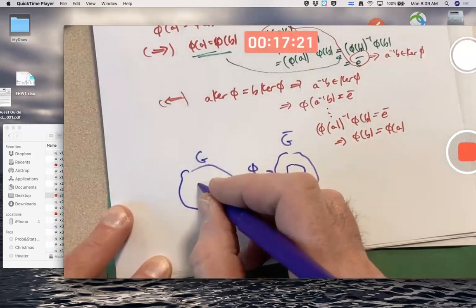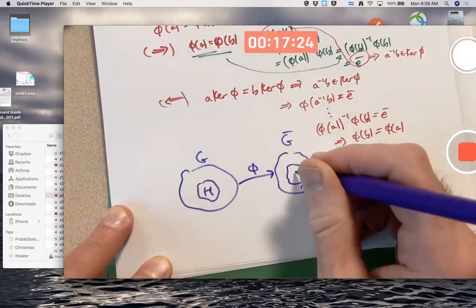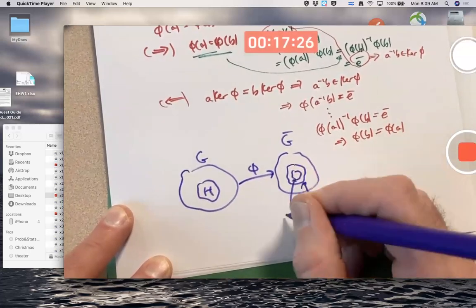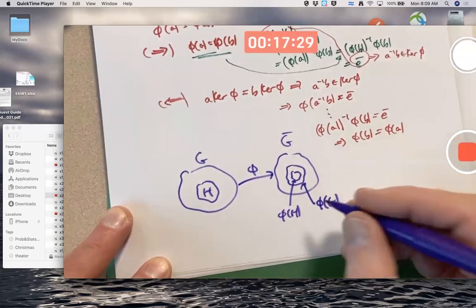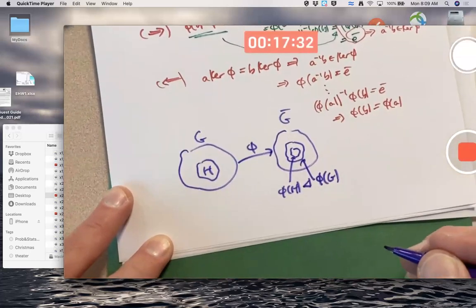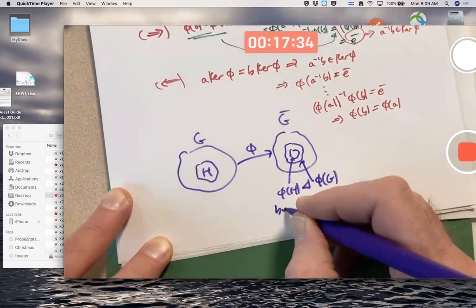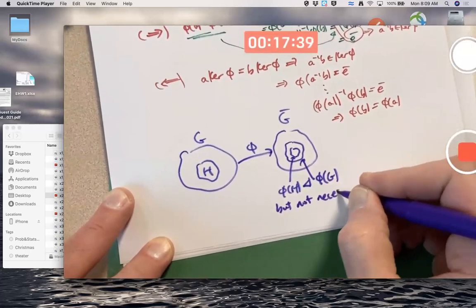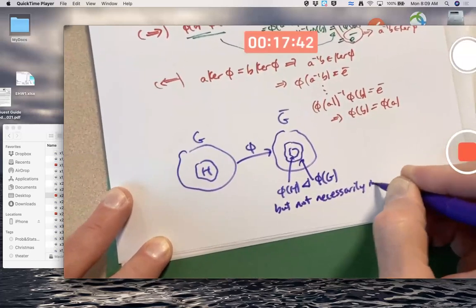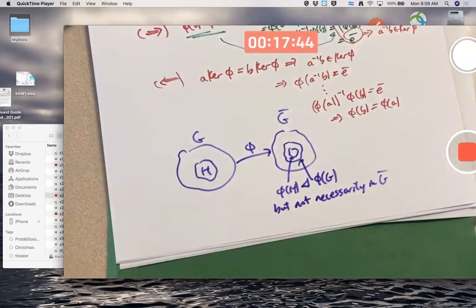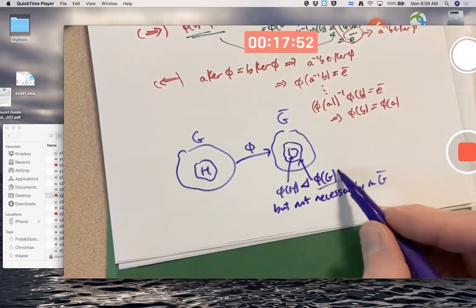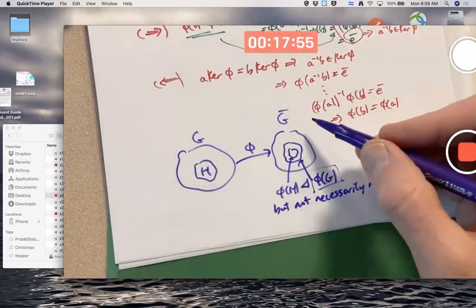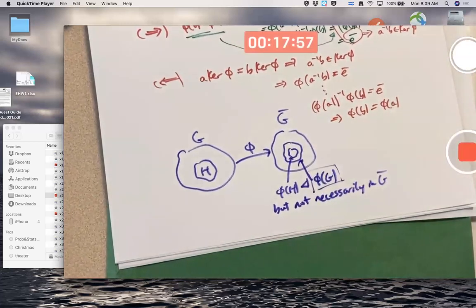And then you've got a normal subgroup H in G. It's going to get mapped to something smaller yet, phi of H. Phi of H will be normal in phi of G, but not necessarily normal in the bigger group, not necessarily in G bar. I haven't mentioned that. Normality of a subgroup is always with respect to one particular bigger group that it's a subgroup of. It's normal in this, but not necessarily in G bar. I mean, it might be normal in G bar, but not necessarily.